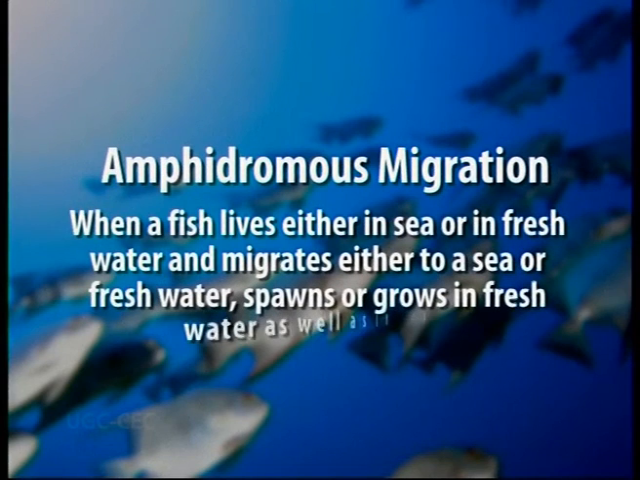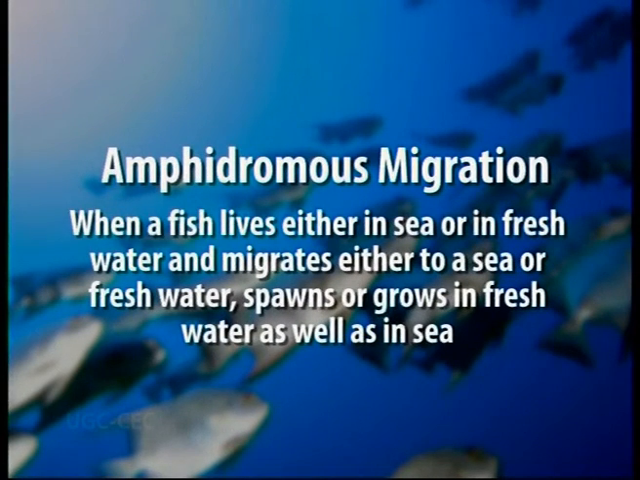Amphidromous migration, wherein a fish can live either in sea or fresh water and can migrate either to the sea or fresh water, that is, the adults can grow and feed in both sea and fresh water and spawn in both sea and fresh water. They are not limited as far as their homing is concerned.